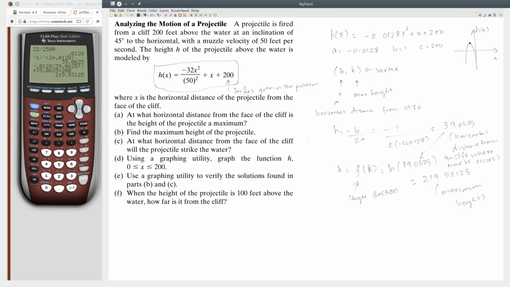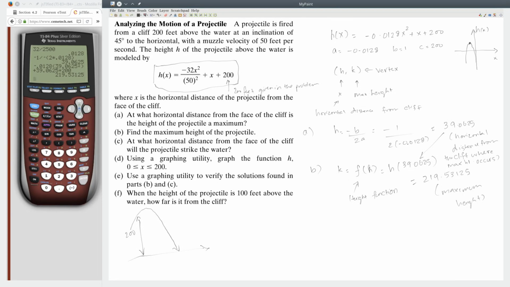So that answers parts A and B. At what horizontal distance from the face of the cliff will the projectile strike the water? Now you've got to recall the cliff is at a height of 200. So that height is 200, and the projectile is going to go up and it's going to hit water. In other words, we want to know where the quadratic function becomes zero.